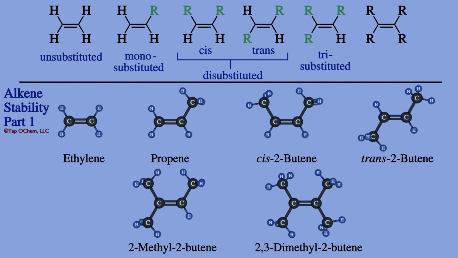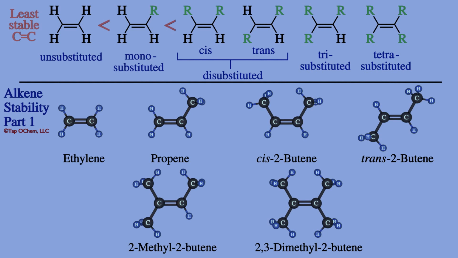And finally, 2,3-dimethyl-2-butene is an example of a tetrasubstituted alkene. A tetrasubstituted alkene has four alkyl groups bonded to it. Let's turn those R groups' color on the top line drawing to green. From heats of hydrogenation measurements, we know that the more alkyl groups around the carbon-carbon double bond, the more stable the alkene. So to show that general trend, let's rank the top line structures from the least stable alkene on the left to the most stable alkene on the right.